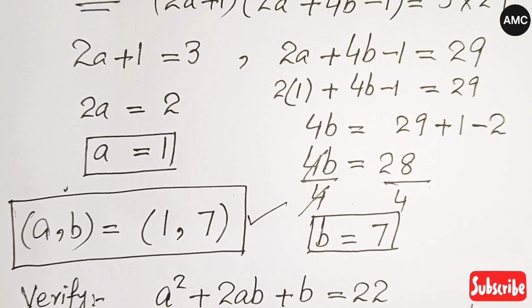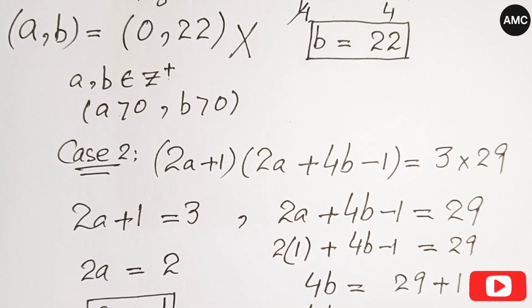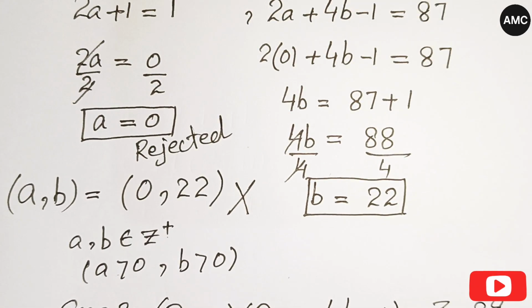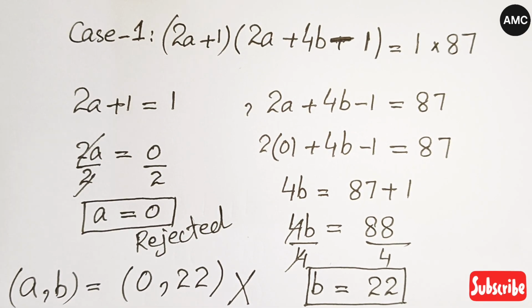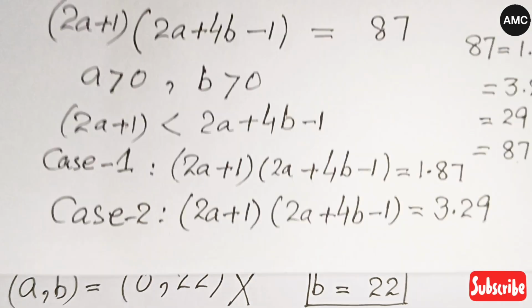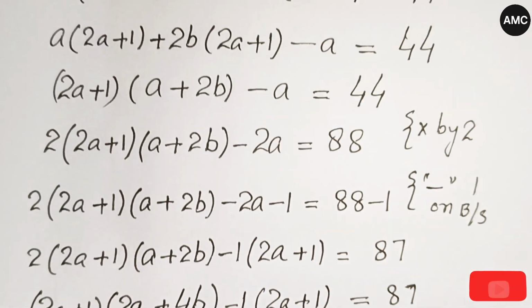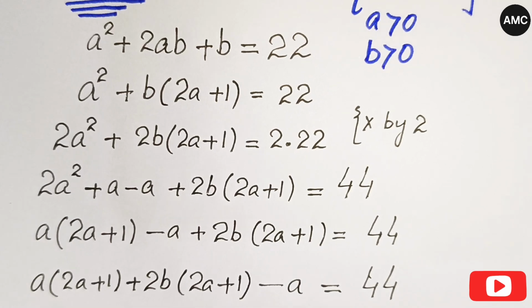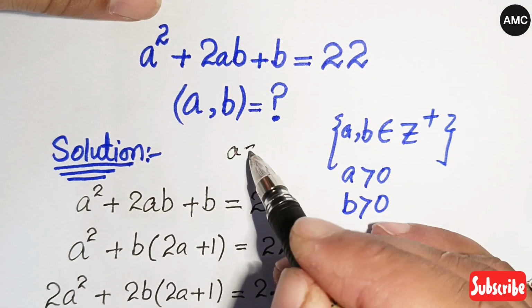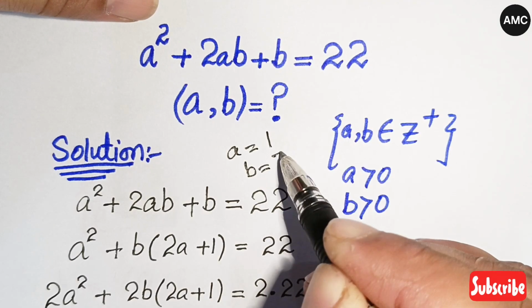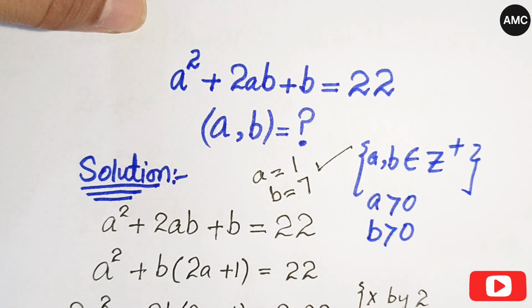Now we are going to review our problem step by step here. I hope you have really enjoyed this video. So here we have solved the values of a and b, where the value of a is 1 and the value of b is 7. So it is our final answer.